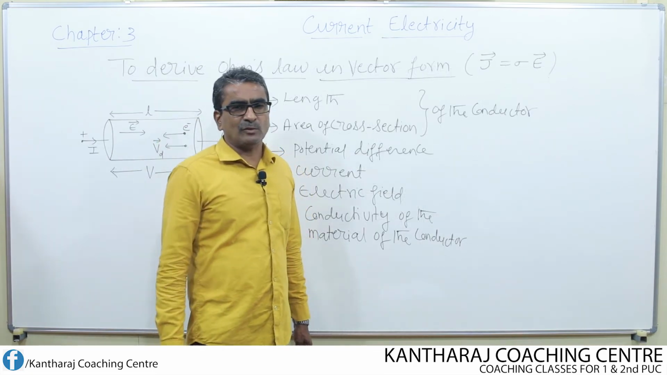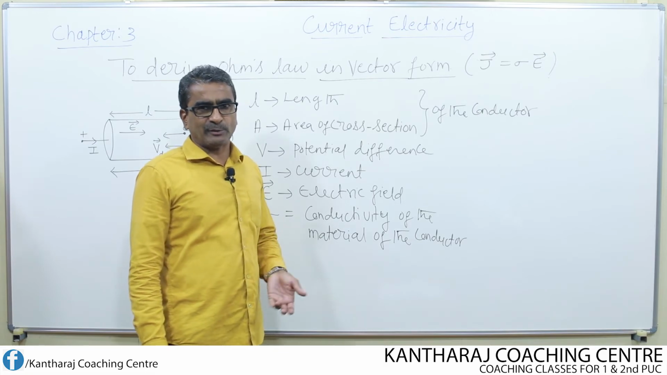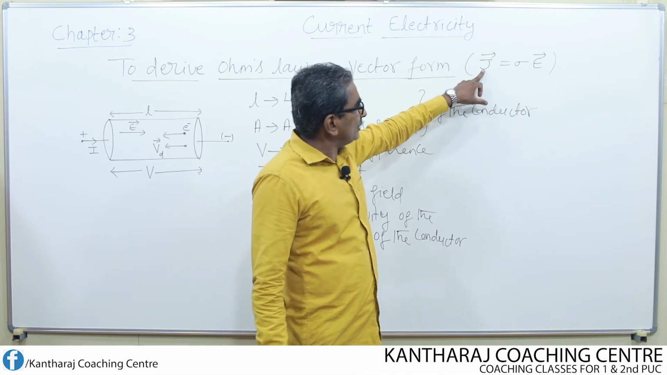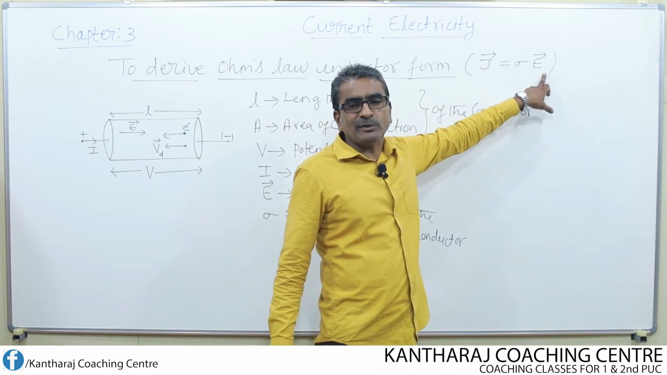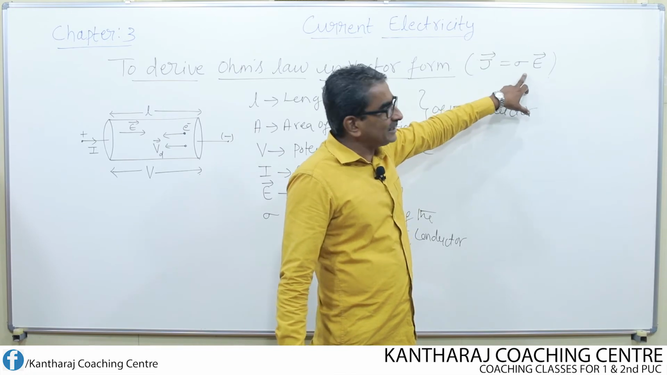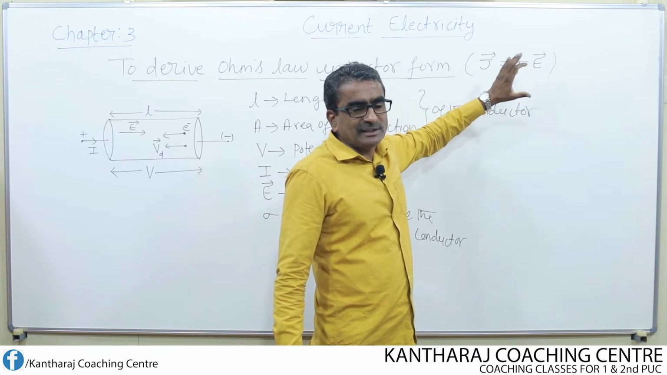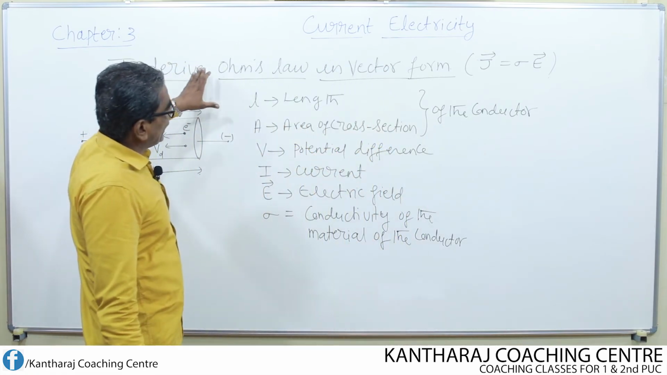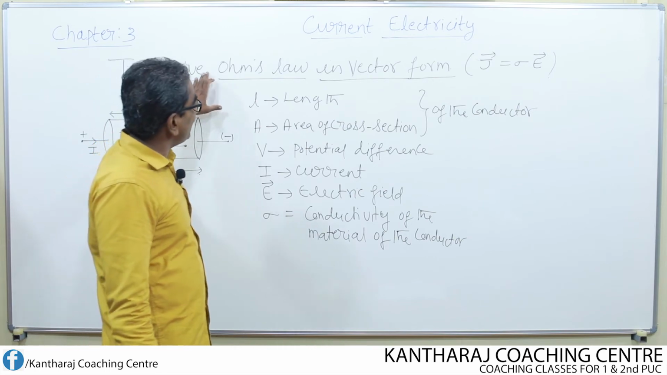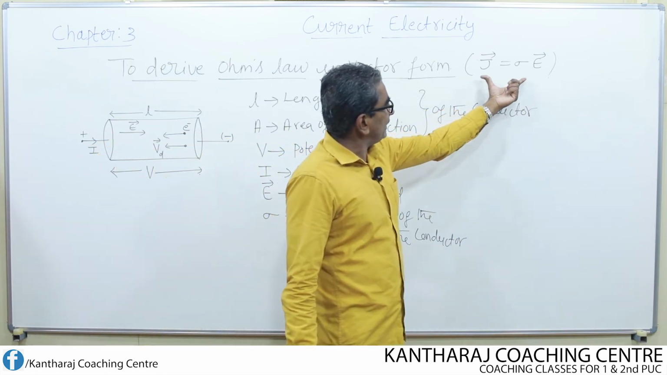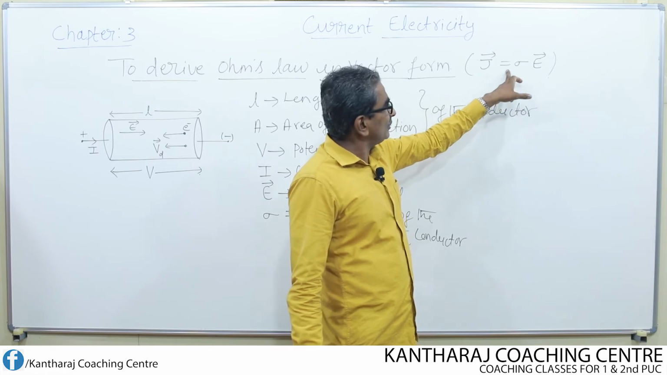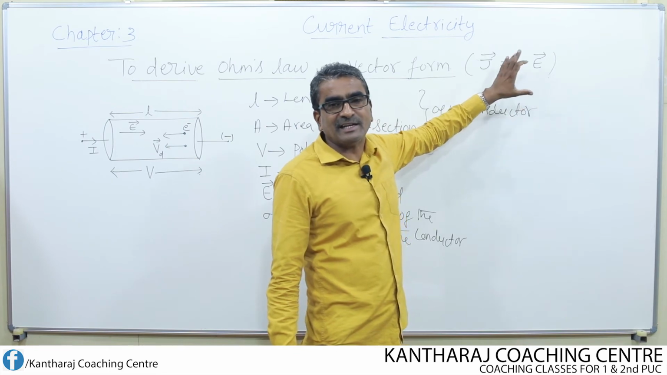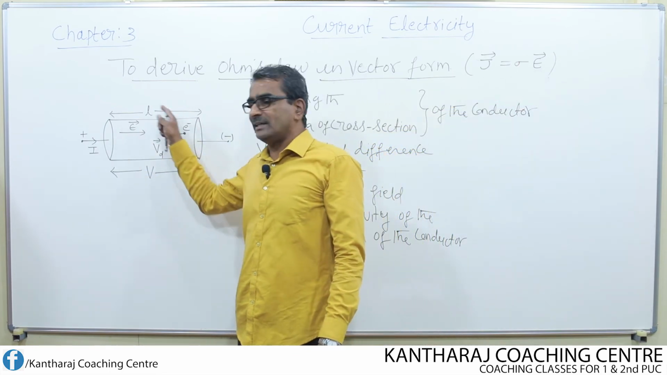Now let us derive one more expression, for current density: J equal to sigma into E. This equation represents Ohm's law in vector form. That means now we are deriving the mathematical form of Ohm's law in vector form, which is nothing but J equal to sigma into E. What does the sigma represent? Sigma represents the conductivity of the material of the conductor.